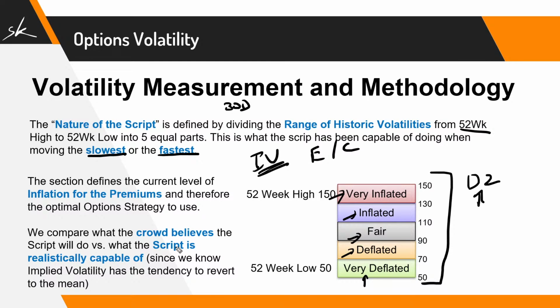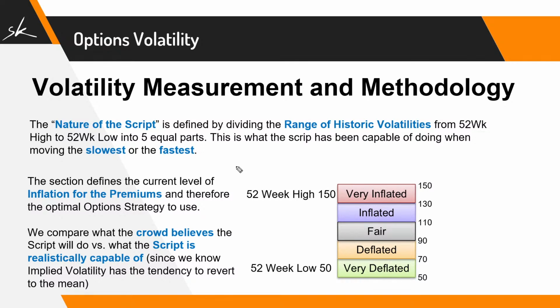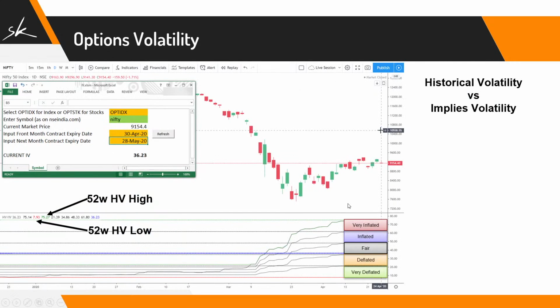So we compare what the crowd believes about the script versus what the script is realistically capable of, since we know implied volatility has the tendency to return to the mean. So people might be expecting something, but we know this is what it has been doing in the last 1 year, maybe the maximum. Maybe people are expecting it to get even more expensive, but now we understand it might return to the mean. Or maybe people are expecting it to get even slower, but we are expecting it to return to the mean. So this is why we understand what it has been doing when it was the slowest, what it was able to achieve when it was the fastest, and then based on that we divide it into five equal parts. So if I go back to the chart, this is what we will be doing.